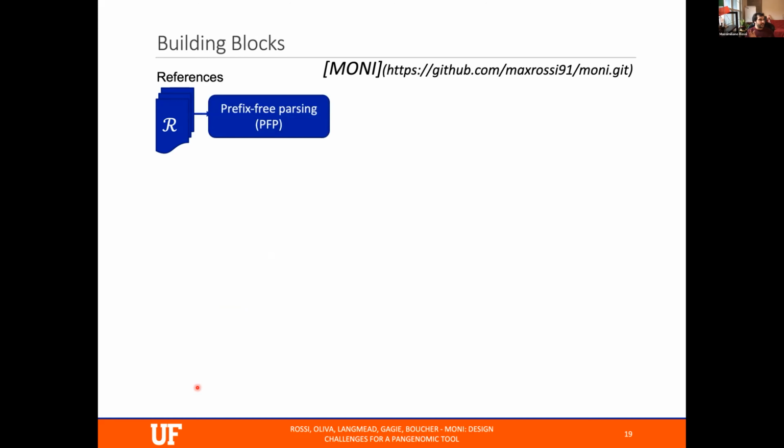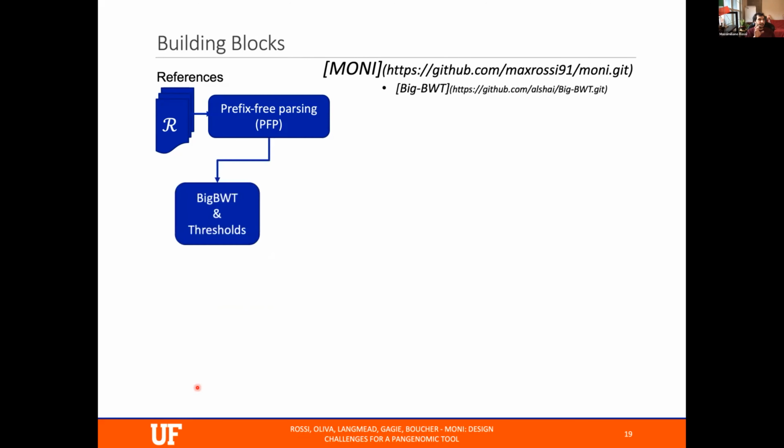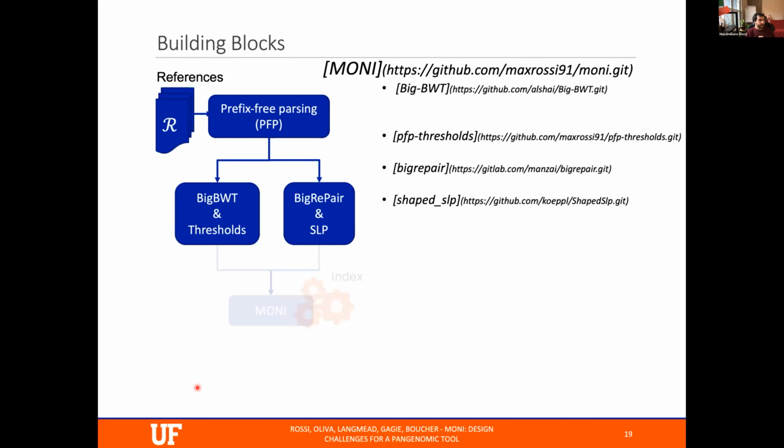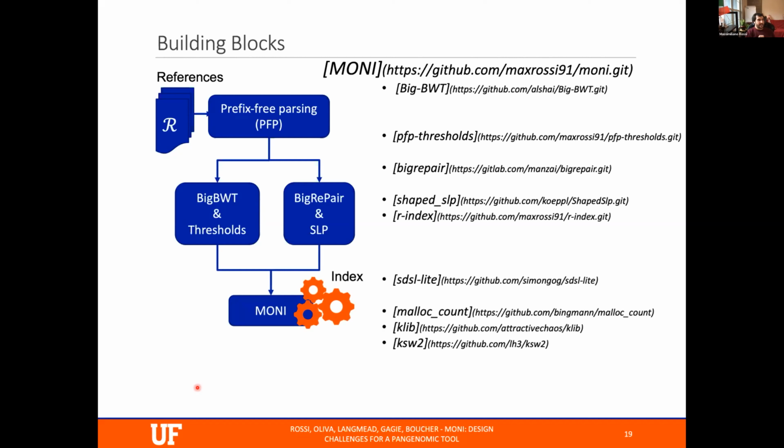The first step is to compute what is called the prefix-free parsing. The prefix-free parsing is built using a module of another tool called BigBWT. After that, we want to build the BWT, the thresholds, and the suffix array samples, and to do that we use PFP-thresholds, which is another component. And then we need random access to the suffix array. To do that, we use a straight-line program, which is built using BigRePair first, which builds a grammar from the prefix-free parsing. And then we use ShapedSLP. Then the index of MONI is an r-index, which combines the two. It uses the r-index, SDSL-lite as a library, and other libraries for querying and also for statistics.